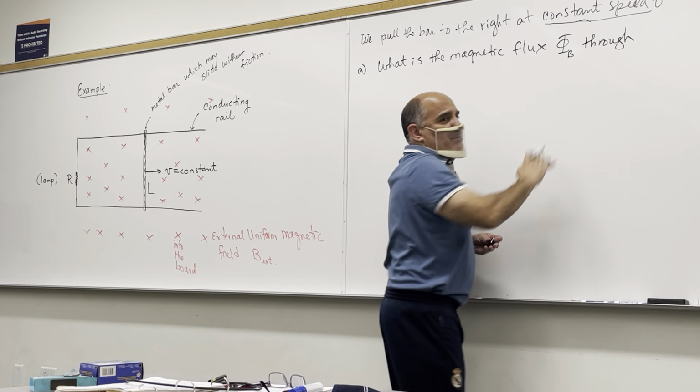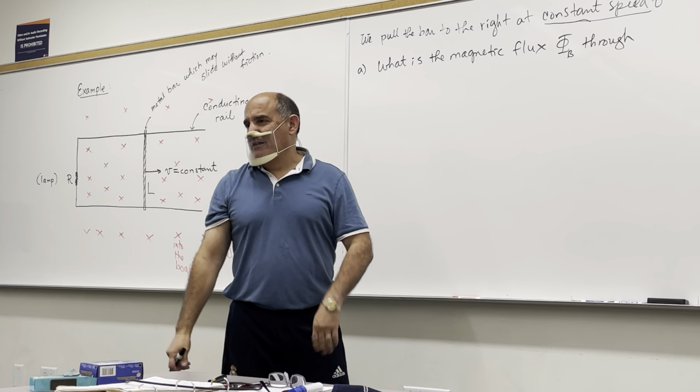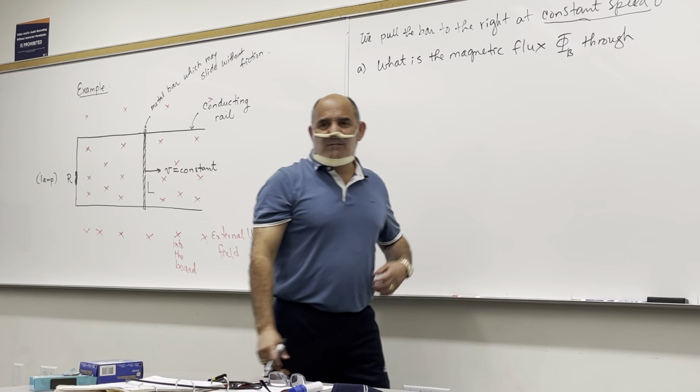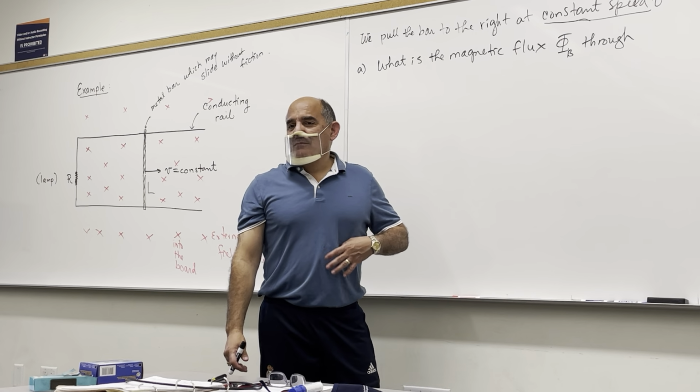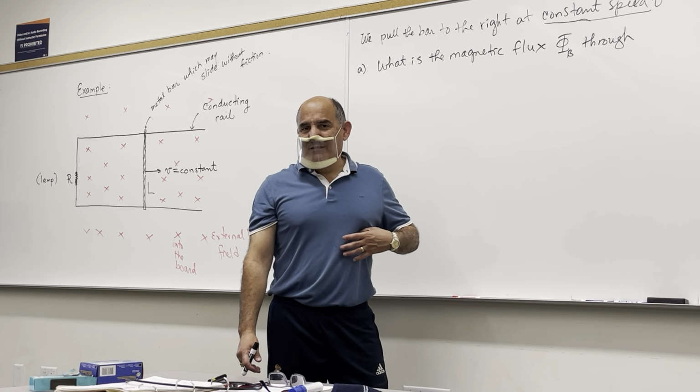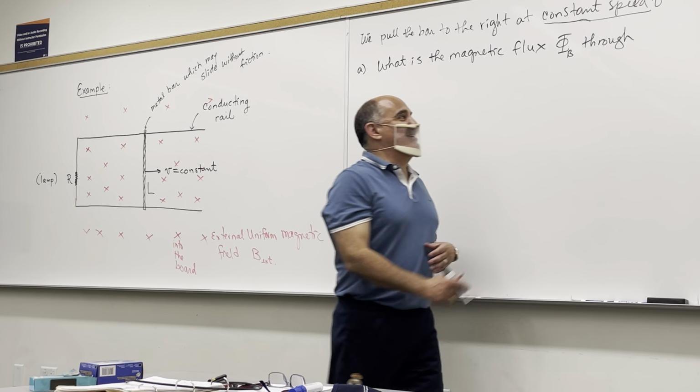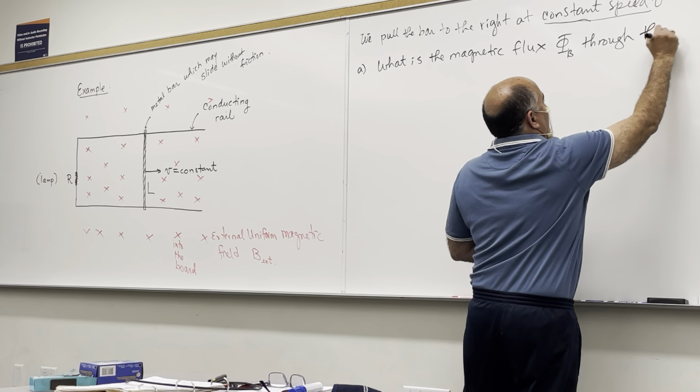Should I specify the B in there? I mean, we're talking about magnetic flux, so should I just call it phi? Or do you like to see the B as a subscript? Kind of used to the B. You like the B? Okay. Through the loop.